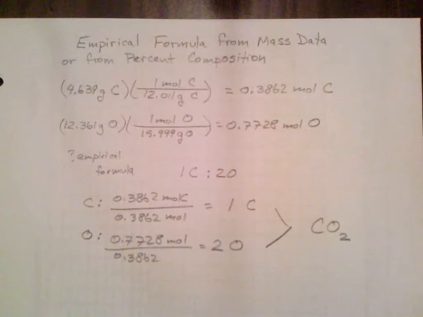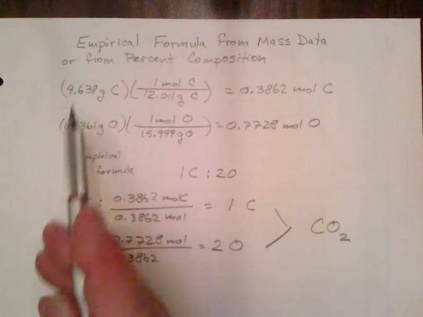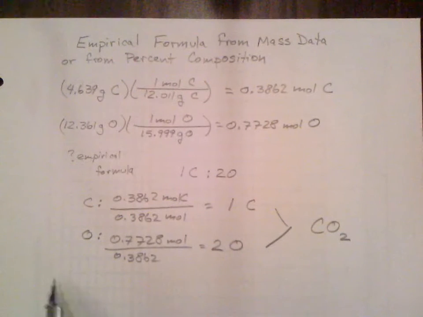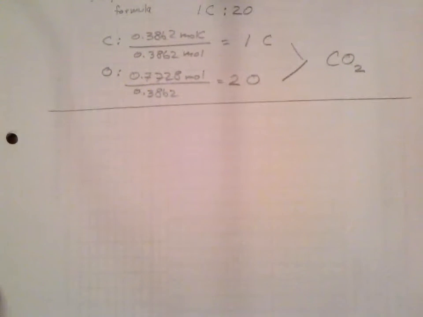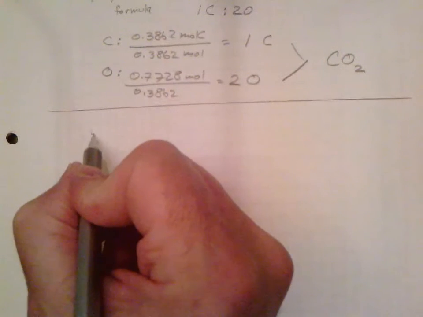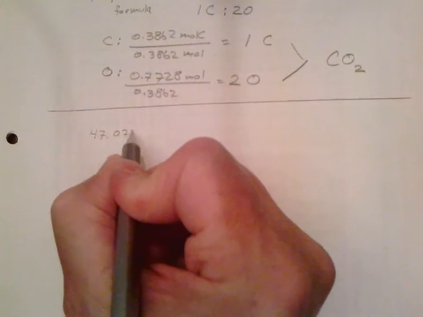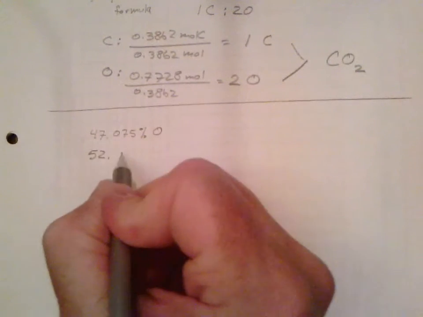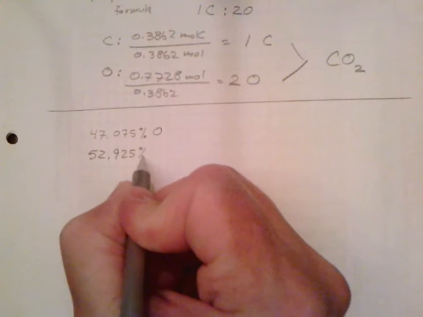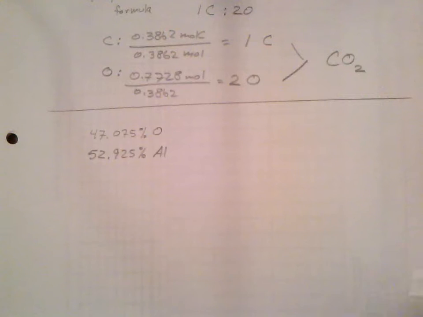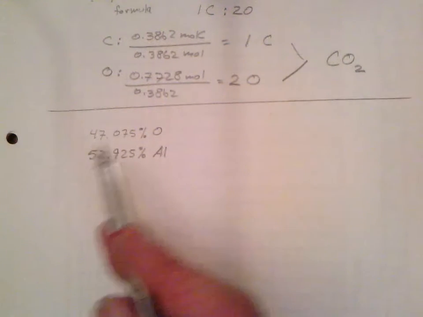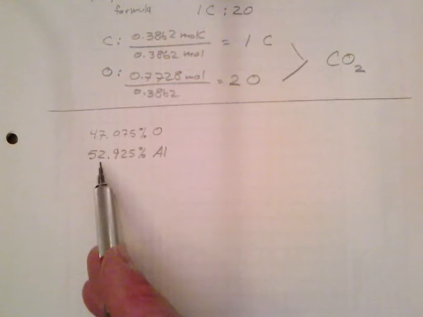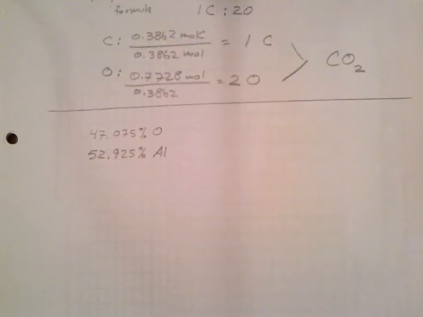Now let's look at a similar calculation, but instead of being given actual masses like we were in this problem, we're given the percent composition. So we have a compound that consists of aluminum and oxygen, and the percent composition is 47.075% oxygen and 52.925% aluminum. Now, any sample of any size that we have of this compound is going to have this same percentage, 47% oxygen, 53% aluminum.